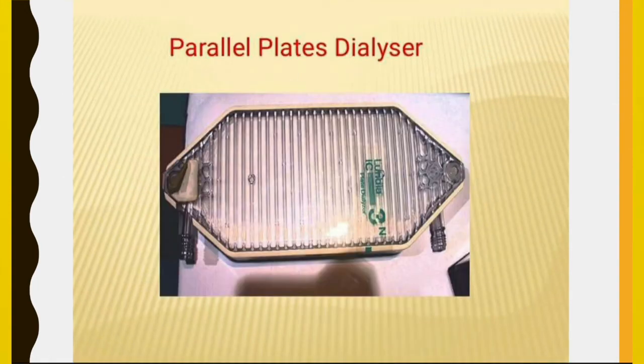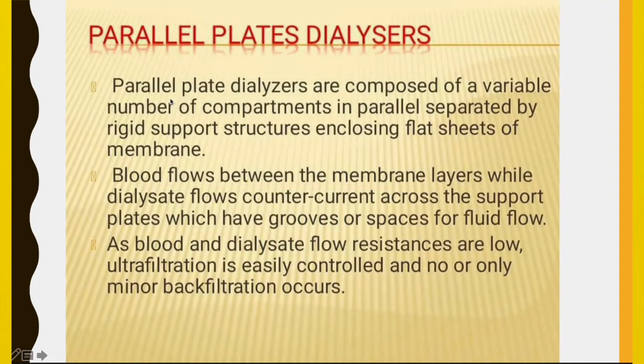Now next is the parallel plate dialyzer. So after the coil dialyzer, the parallel plate dialyzer came into existence. This is the image representing the parallel plate dialyzer. This was a further modification of the coil dialyzer. Here we can see there are some plates. In one part of the plate the blood was moving, and in the other part the dialysate used to move, and the clearance of the solute was possible using this model.